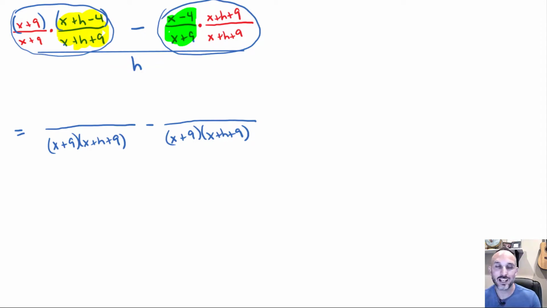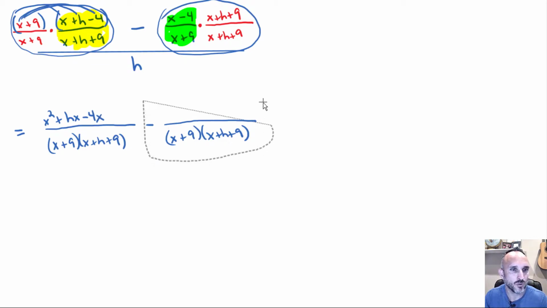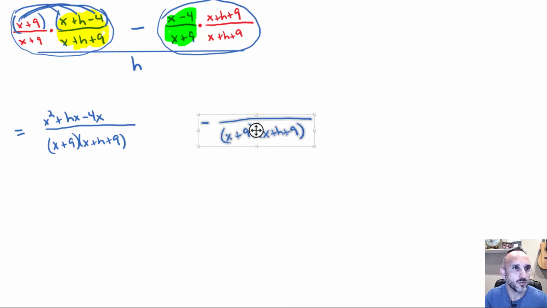Now, I could complain about it, but I'm just going to start doing it. It's a little bit of work, but it doesn't actually take that long. So I'm going to distribute my x to all three terms here. So I get x squared plus hx minus 4x. Now I will need some more room for my numerators, so let me move this over a little bit. Then I'll distribute my 9 to all three terms. So I get plus 9x plus 9h minus 36.